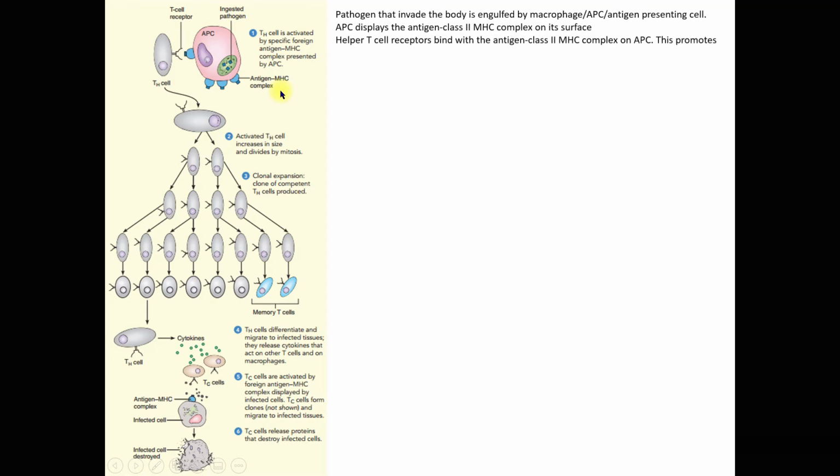Alright, first things first, the pathogens that invade the body are engulfed by a macrophage or dendritic cell or APC, antigen presenting cell. Now, this APC will display the antigen class 2 MHC complex on its surface. You can see from here, right? Next, the helper T cell will come by, and the helper T cell receptors will bind with this antigen class 2 MHC complex, which is on the surface of the APC.